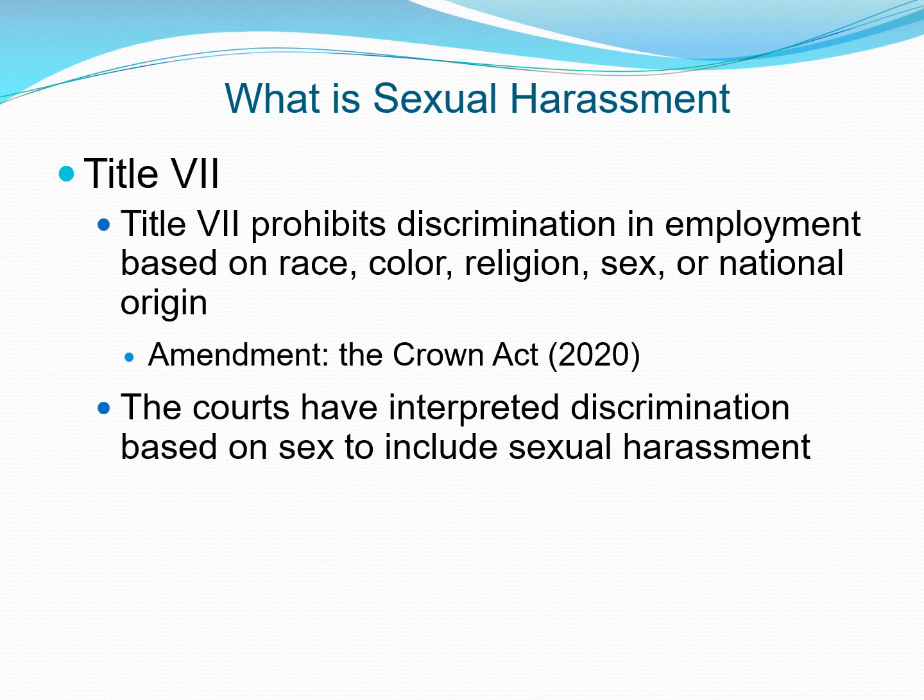Title VII prohibits discrimination in employment based on race, color, religion, sex, or national origin. Part of this was an amendment known as the Crown Act, passed in 2020. The Crown Act is where an individual cannot be discriminated against for their hairstyle or texture if it is associated or based on a particular race. The courts have also interpreted discrimination based on sex to include sexual harassment.